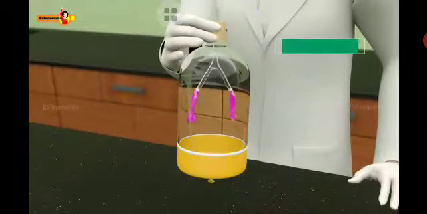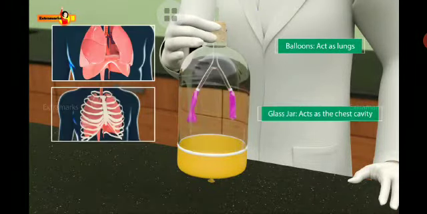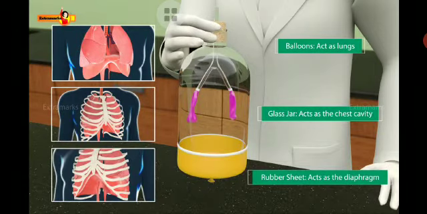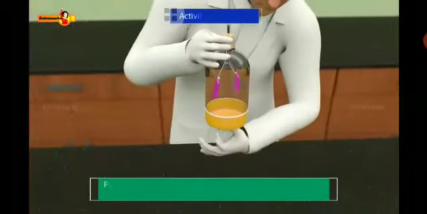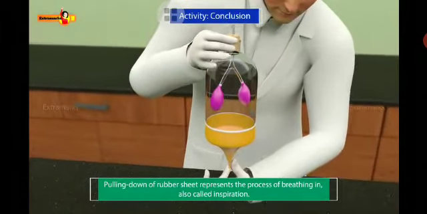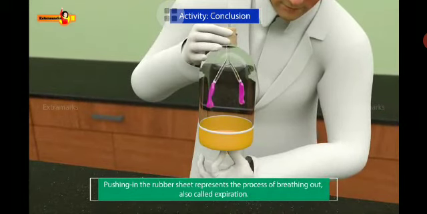In this model, balloons act as lungs, glass jar acts as the chest cavity, rubber sheet acts as the diaphragm. So, we conclude that pulling down of rubber sheet represents the process of breathing in, also called inspiration. Pushing in the rubber sheet represents the process of breathing out, also called expiration.